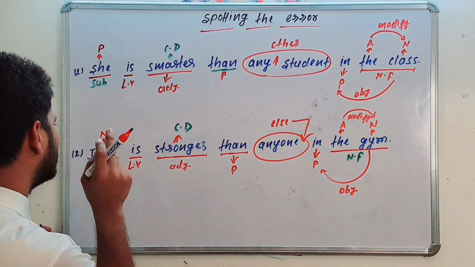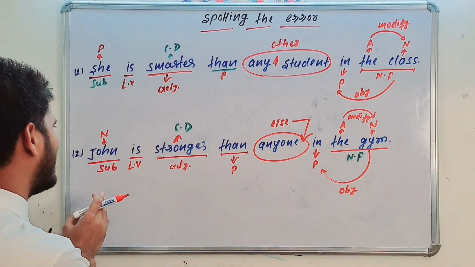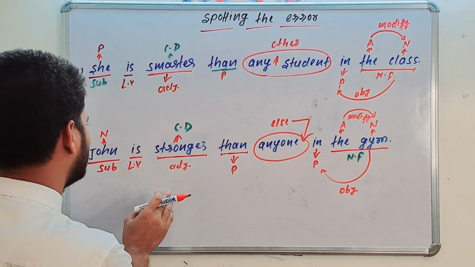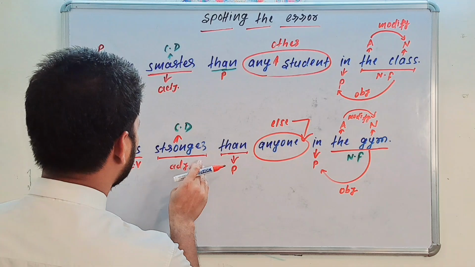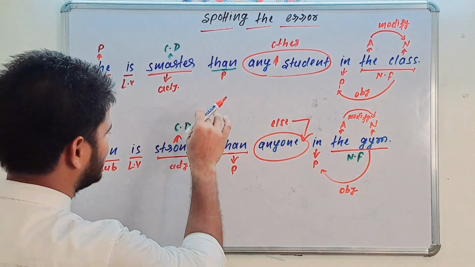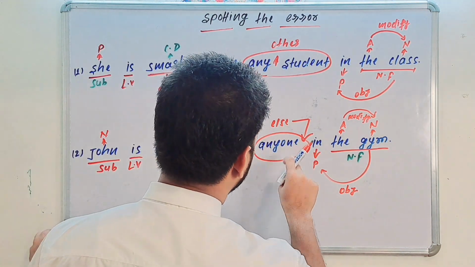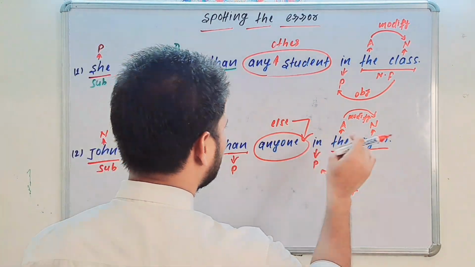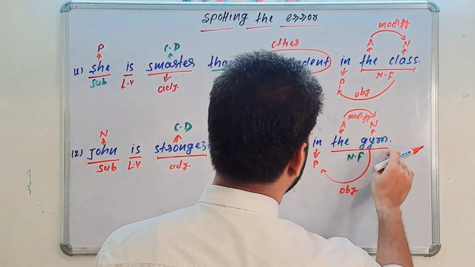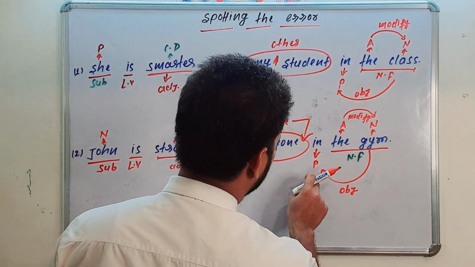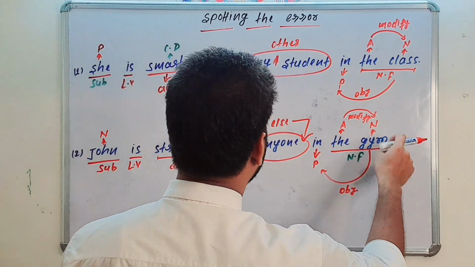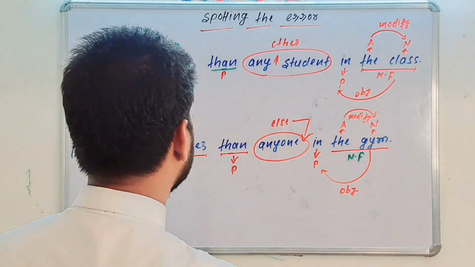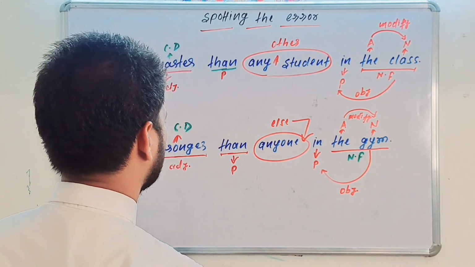Again here, John is a noun but used as a subject in this sentence. "Is" is your linking verb. Stronger is an adjective, comparative degree. "Than" is a preposition. This is your error part: anyone else. In the gym: "in" is a preposition, the gym is a noun phrase and object of preposition, the modifies gym.